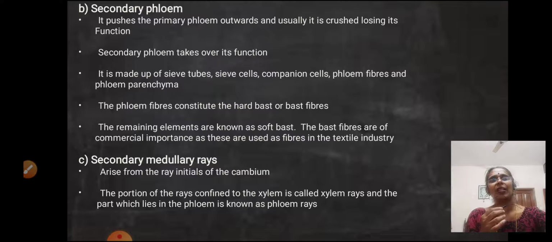Next one is the formation of secondary medullary rays. These secondary medullary rays arise from the ray initials of the cambium. The portion of the rays confined to the xylem is called the xylem rays and that which lies in the phloem is known as the phloem rays.